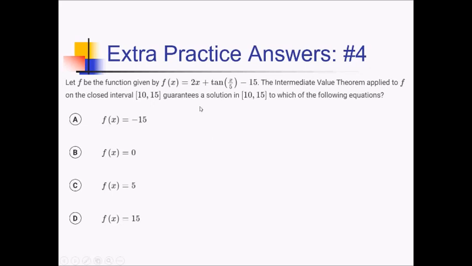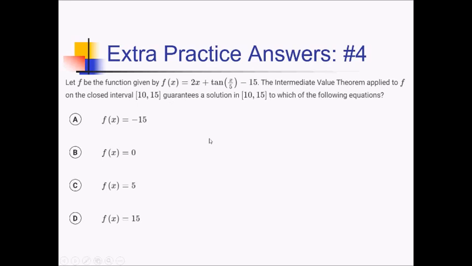On this one, we have this function f of x equals 2x plus tan of x over 5 minus 15. So that's a big mess. The IVT applied to f on this closed interval from 10 to 15 guarantees a solution to which of these equations. So basically we're asking which of these four y values are we guaranteed to run into if we start looking at this function on the interval from 10 to 15 for x values.